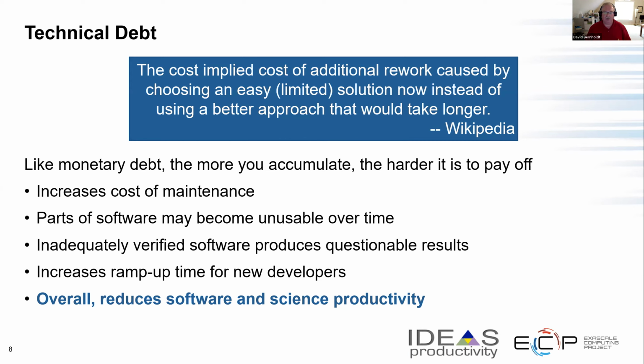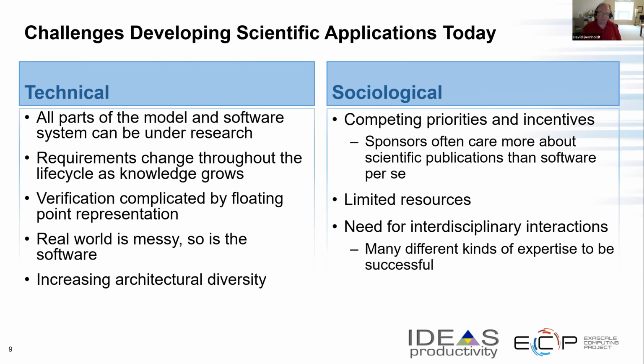And like monetary debt, the more technical debt you accumulate, the harder it is to pay off. It increases the cost of maintenance. Parts of the software may become unusable over time. And inadequately verified software produces questionable results. It also makes it harder for new developers to get on board. And overall, it just really reduces your software productivity and your science productivity. So this is why we're concerned about these things.